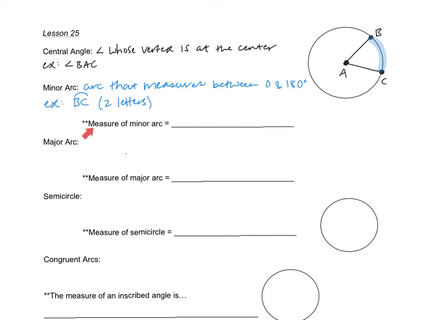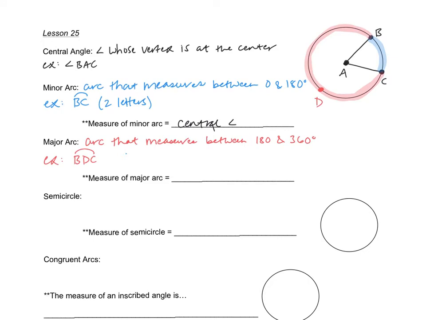Something that we also learned is the measure of the minor arc is actually equal to the central angle. So that's something that we saw there. That measure of this angle right here is the same as the minor arc.